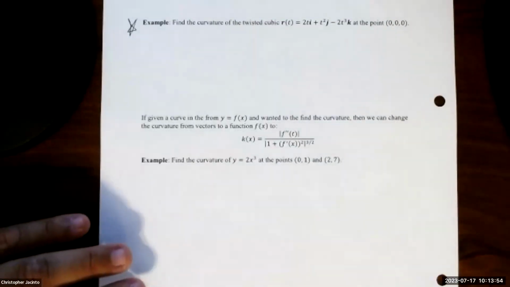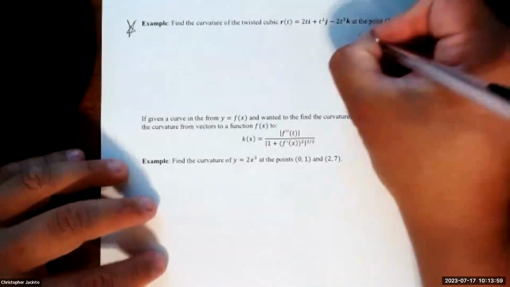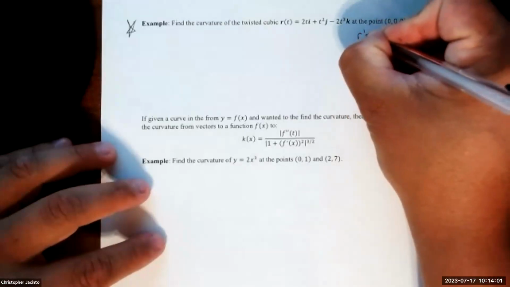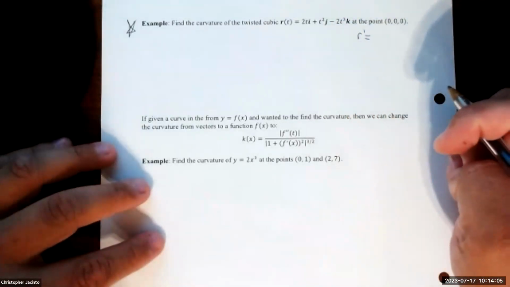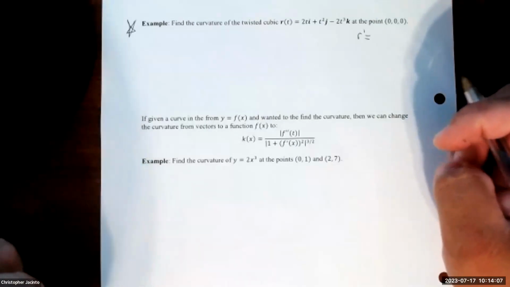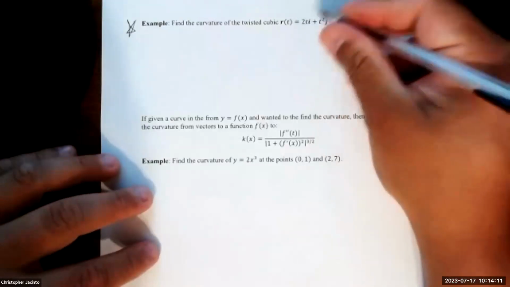Okay, so we need a couple things before we get any further. We find the derivative, second derivative, and the length of each one individually, right? So cross product, all that fun stuff itself. So first, let's take the derivative. This is a little easier to deal with.